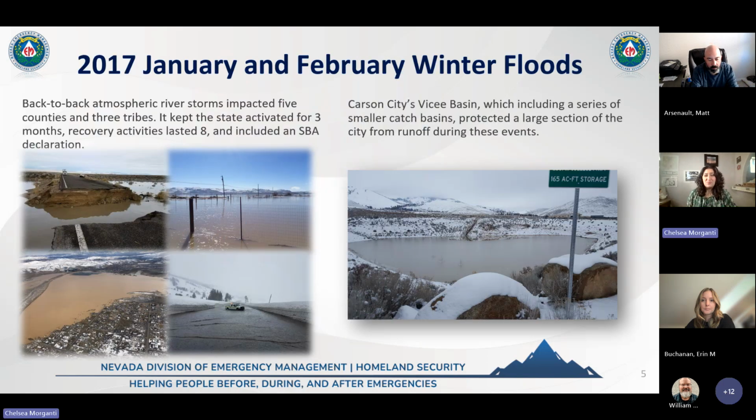Y'all had a series of pretty bad days back in 2017 when you experienced back-to-back atmospheric rivers, which impacted 5 counties and 3 tribes and kept the state activated for 3 months. Recovery activities lasted for 8 and included an SBA declaration. One mitigating factor involved in these events was Carson City's, is it VC or Vichy Basin, which included a series of smaller catch basins and protected a large section of the city from runoff during these events.